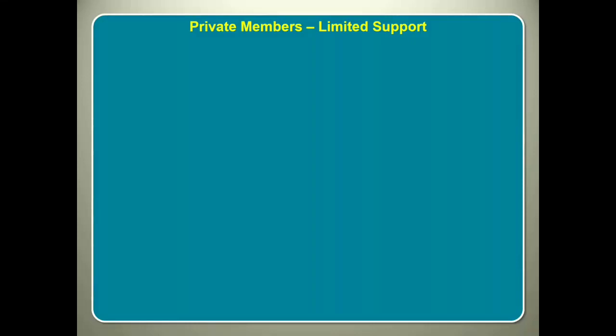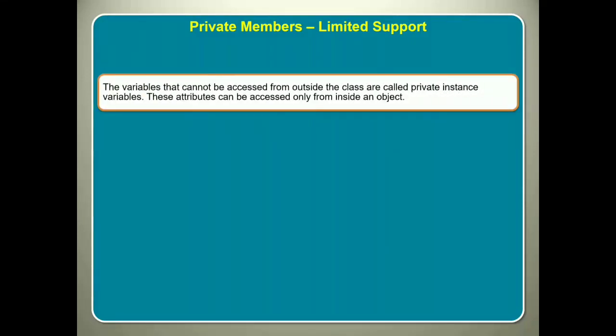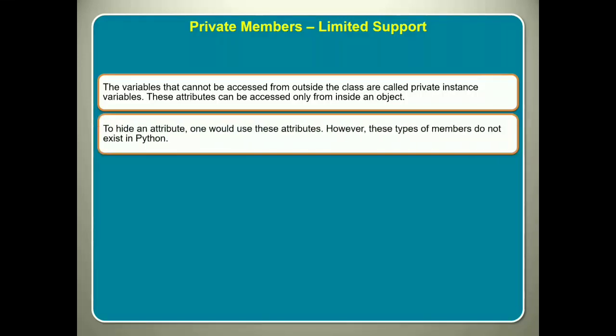Let us now move on to learn about private members. The variables that cannot be accessed from outside the class are called private instance variables. These attributes can be accessed only from inside an object. When you want to hide an attribute, you would use these attributes. However, these types of members do not exist in Python.